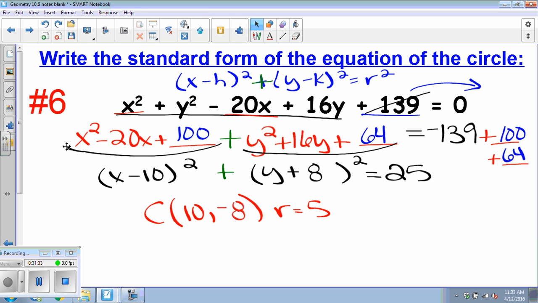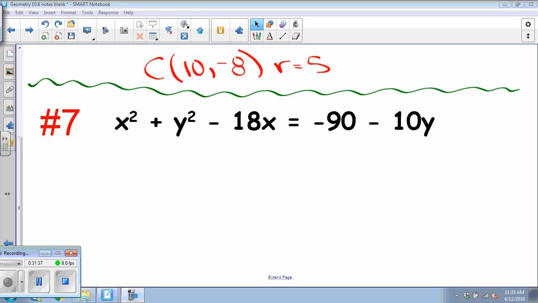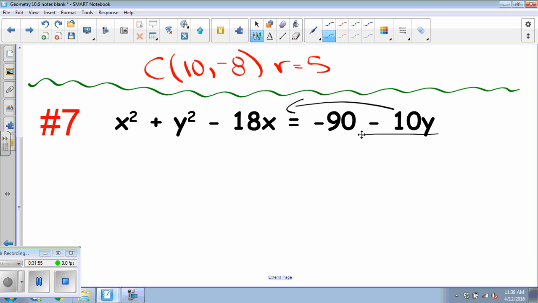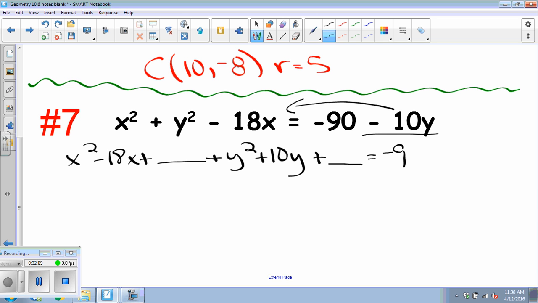Any questions? All right, I have one for you to try. Write the general equation and tell me the center and the radius. Okay, so negative 10y has to be moved over there. So we'll have x squared minus 18x plus blank, plus y squared plus 10y. When you bring it over, it becomes plus 10y plus blank equals negative 90. We added blank and blank to the left, so we have to add blank and blank to the right. Plus blank plus blank.